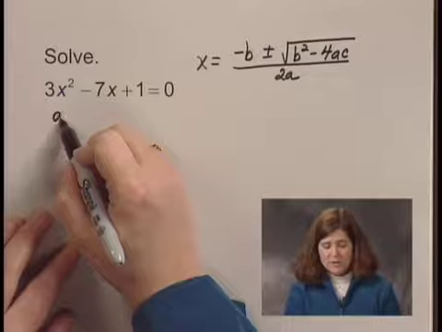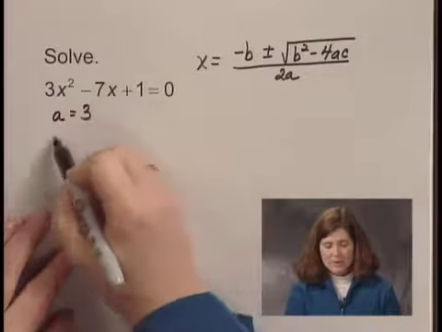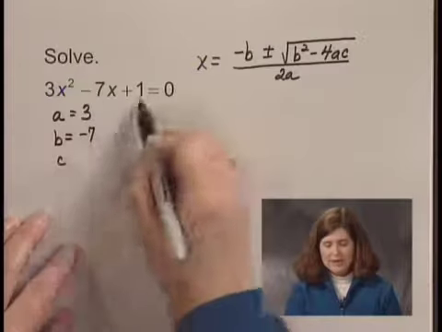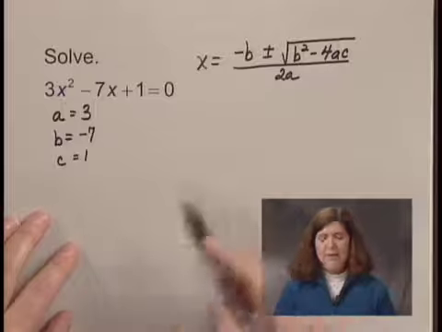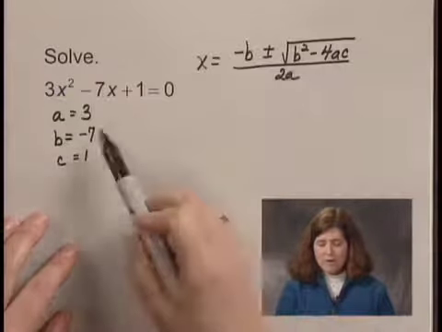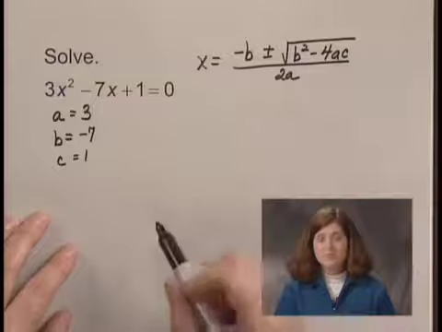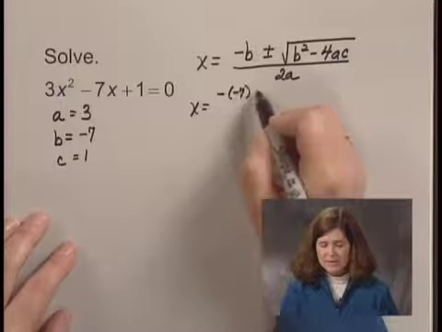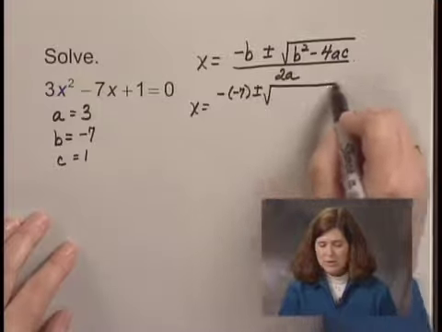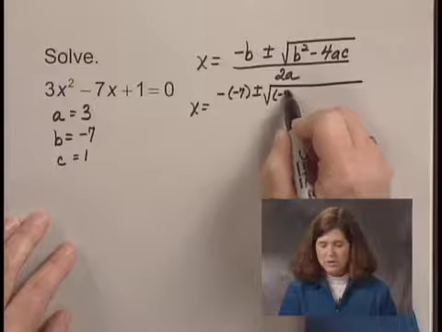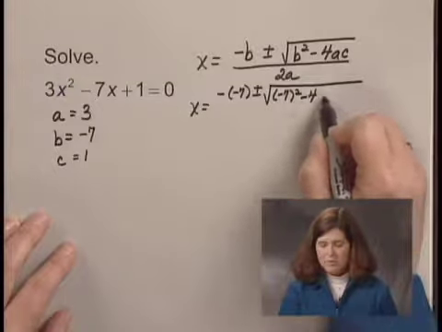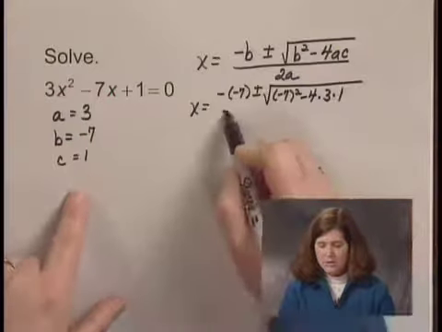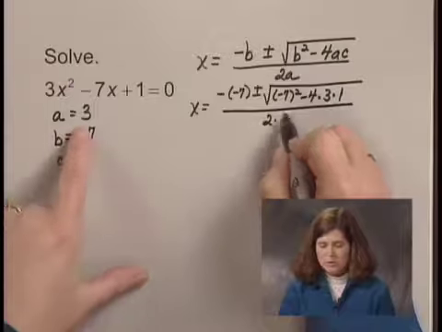We need to determine what a, b, and c are. A is the coefficient of the x squared term, that's 3. B is the coefficient of the x term, that's negative 7. And c is the constant term, that's 1. I substitute 3 for a, negative 7 for b, and 1 for c. I have x equals the opposite of b, or the opposite of negative 7, plus or minus the square root of b squared, which would be negative 7 squared, minus 4 times 3 times 1, all over 2 times 3.